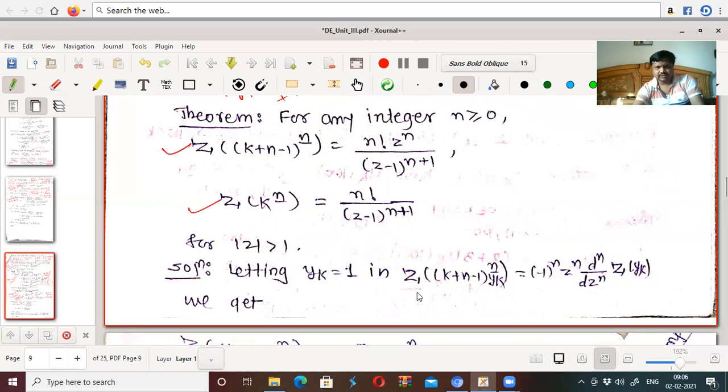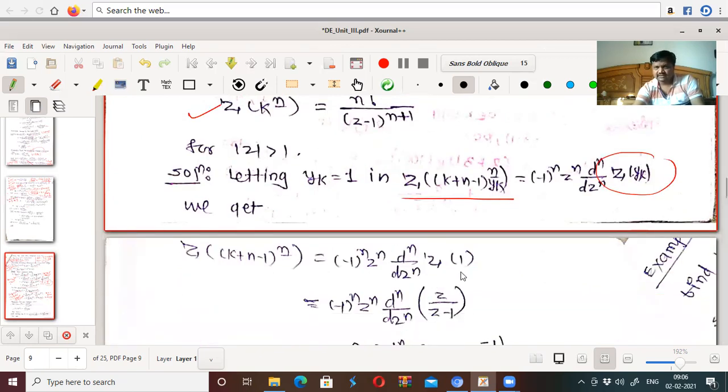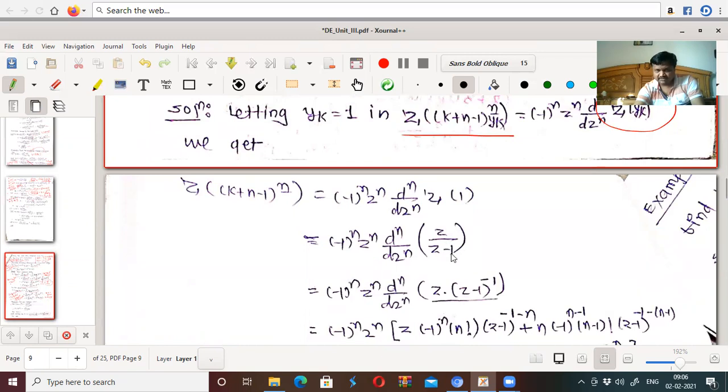Letting y_k equal to 1 in the Z transform of (k+n-1) to the falling n times y_k, we know the formula for this. It is equal to (-1)^n z^n times the nth derivative of the Z transform of y_k. So take y_k equal to 1. So this becomes 1, and we only get the Z transform of (k+n-1) to the falling n. Here if I take y_k equal to 1, what is the Z transform of y_k? That is the Z transform of 1, which is z upon z minus 1.